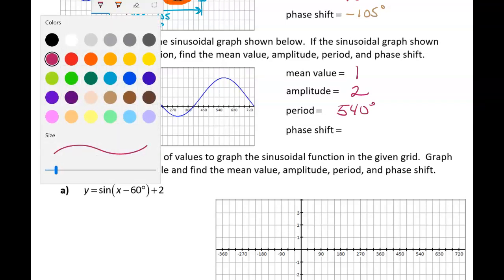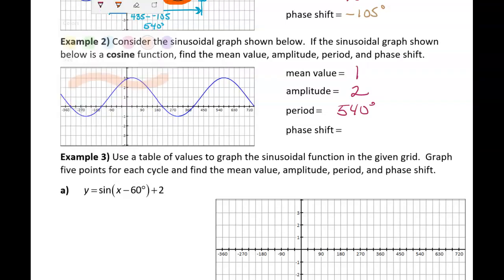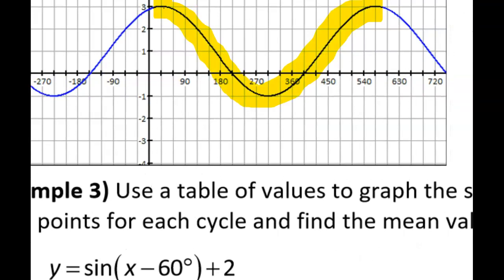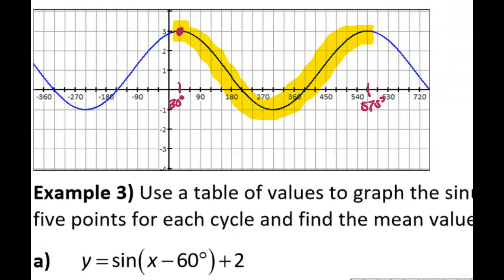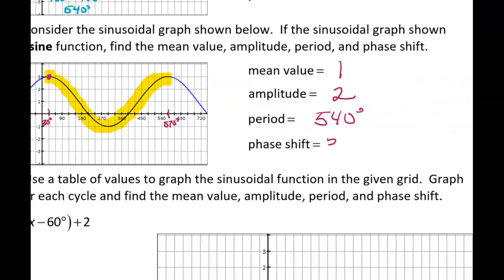However, where the cycle starts and ends changes what the phase shift is. So if we're looking at this as a cosine graph, a cosine cycle starts at a maximum and ends at a maximum. And if we zoom in on this a little bit, it looks like our maximum there is 30 degrees, and then our next maximum is 570 degrees. So for a cosine function, our phase shift is going to be positive 30 degrees.